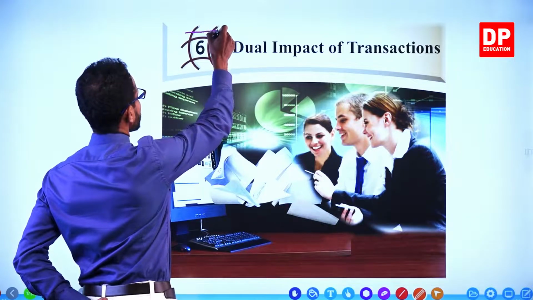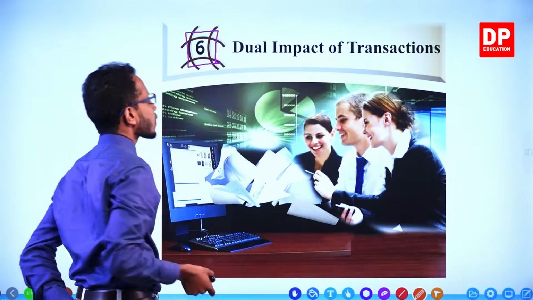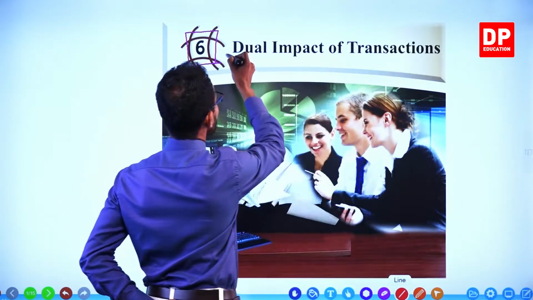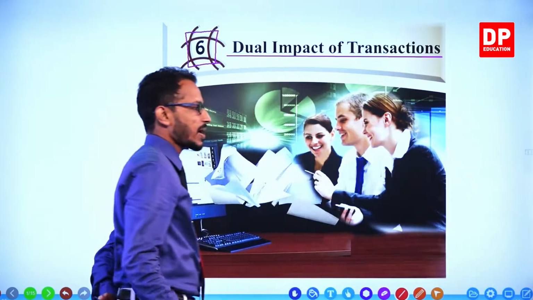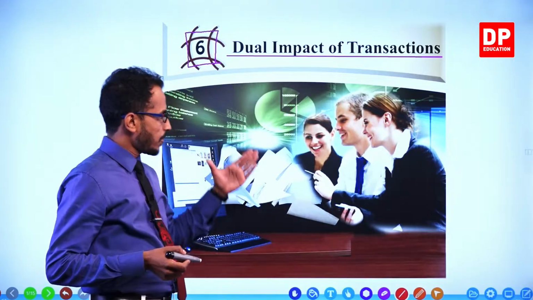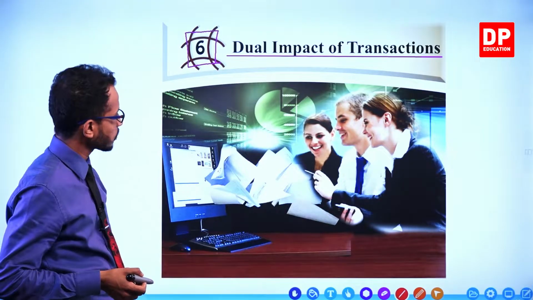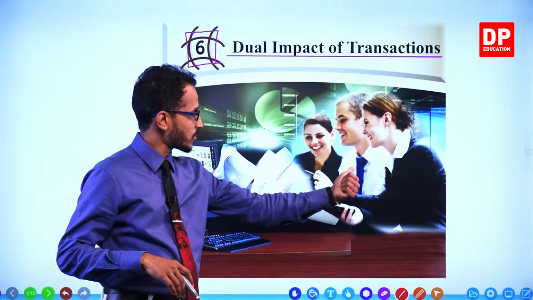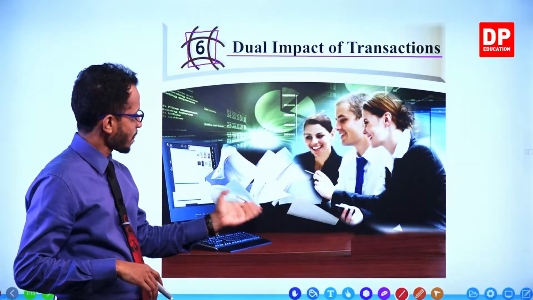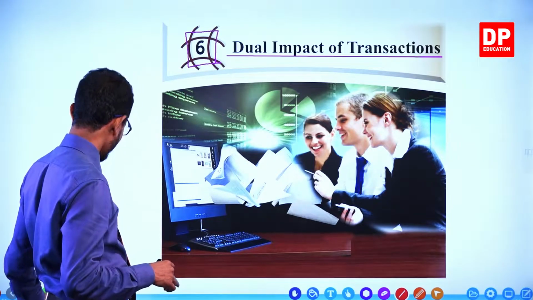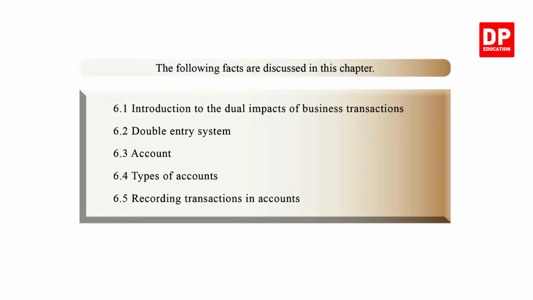Unit number 6, children. Dual impact of transactions. The cover page of your textbook shows accountants working with their accounting records. Let's see what we have under this topic. A simple breakdown of the subtopics.